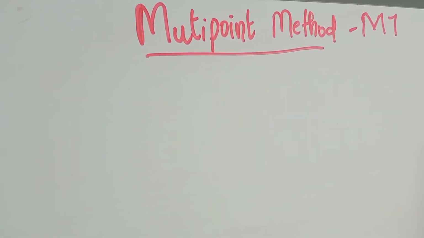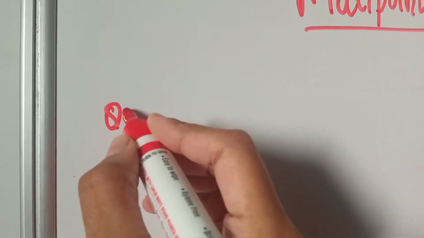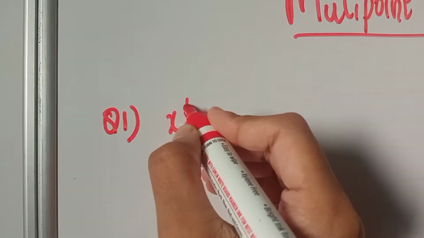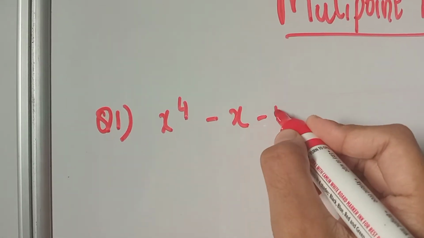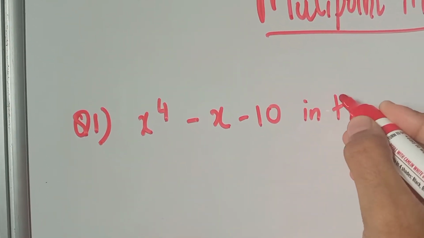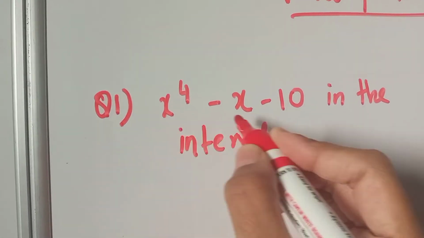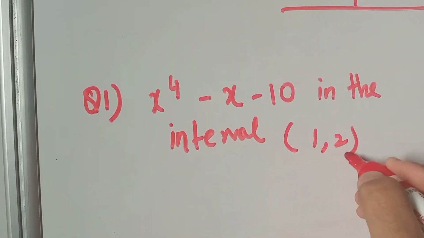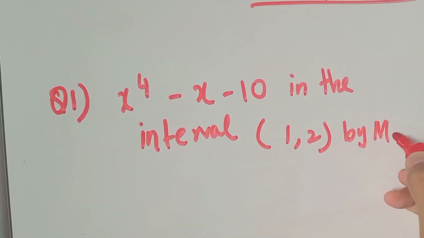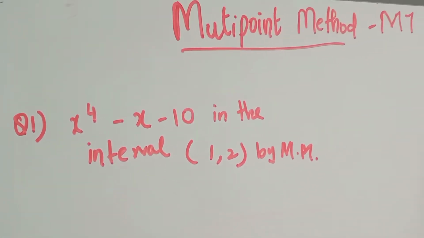So today I am going to start with multi-point method, that is method 7 from numerical analysis. After Chebyshev's method, that was method 6, now we come to multi-point method. We use the same question as Chebyshev method and do it with multi-point method where the interval is 1 comma 2.